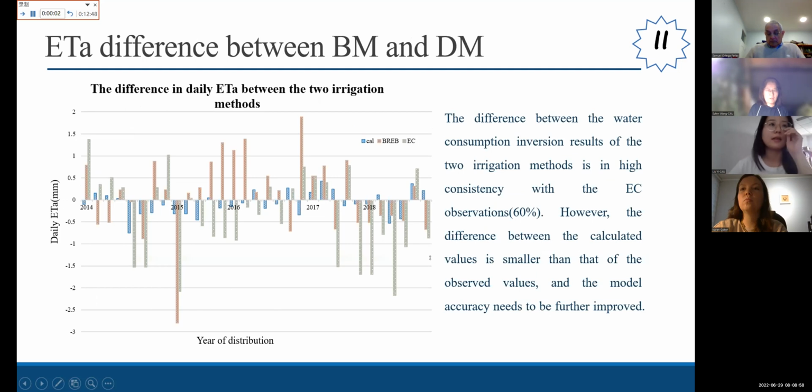There was a difference in the daily water consumption between the two irrigation methods, but the difference was often small, and the results observed by BREP and EC were not always the same. Comparing the calculated and observed differences, it is found that most differences are in the same direction as EC, except for some cases where the calculated and observed differences are inconsistent.